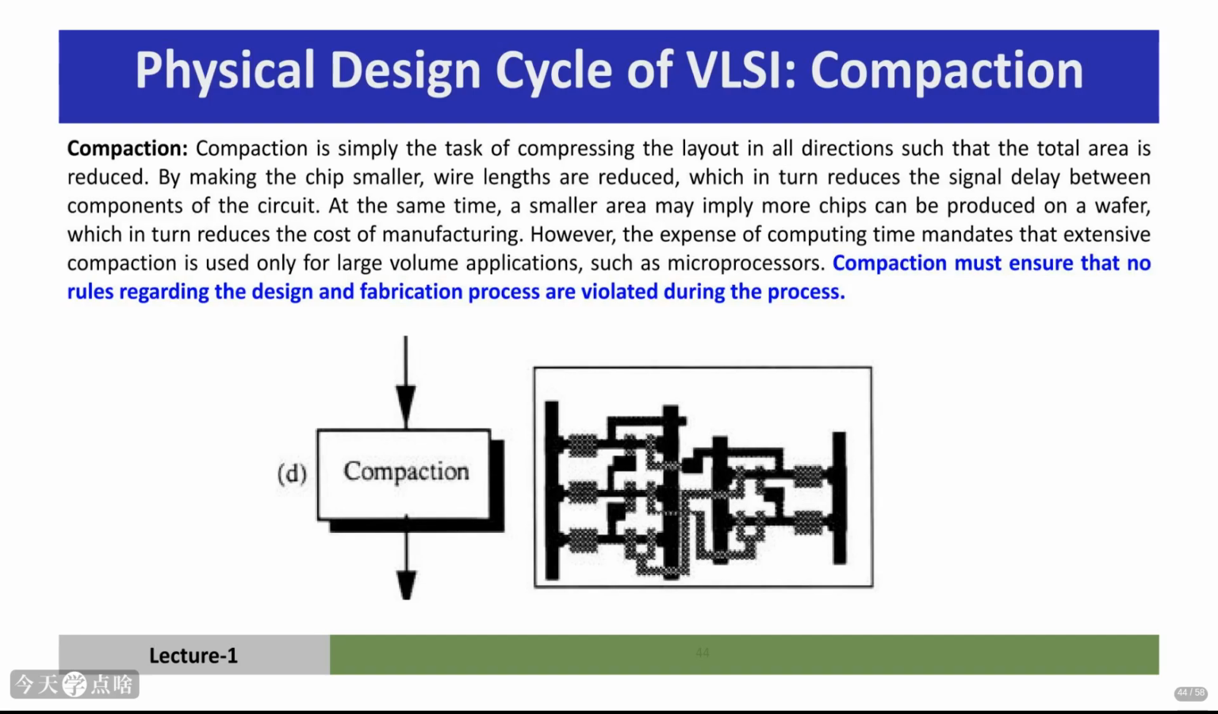Compaction is the process of shrinking the entire layout to save area. By compressing the layout in all directions, we reduce the total chip size. This has several benefits. Shorter wire lengths mean less signal delay. A smaller chip means more chips can be produced from a single wafer, reducing manufacturing cost.